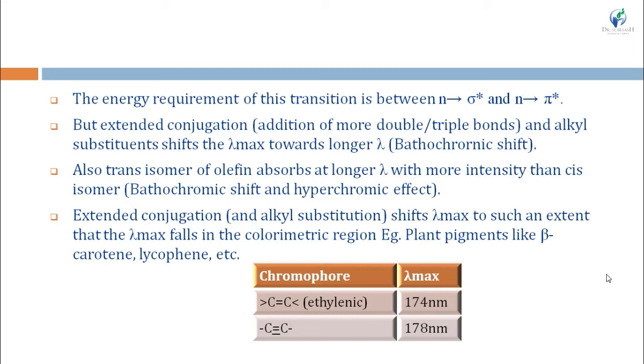But these two conditions, extended conjugation and alkyl substitution, can shift lambda max to such an extent that it falls in the colorimetric region, because the range of UV is 200 to 400 nanometer and visible, meaning colored, is 400 to 800 nanometer. Shifting of lambda towards a higher value means these two conditions shift lambda max into the colorimetric region, and examples for that are plant pigments like beta carotene and lycopene.